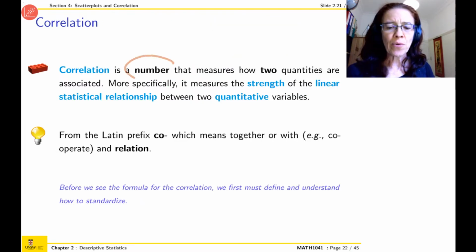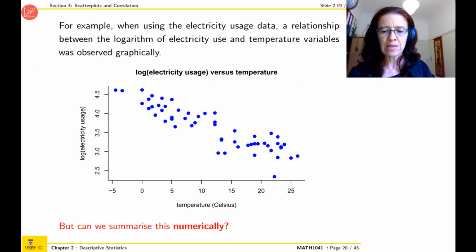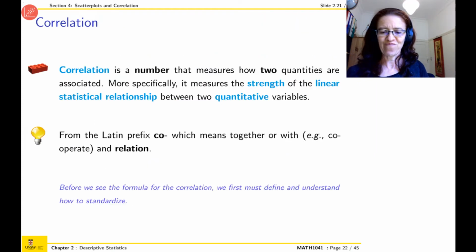First, it's going to be a number, and be aware of that because in everyday language, correlation is not necessarily a number. People use it to say there is a relationship. They say correlation, but they mean relationship, whereas correlation is the number that measures the strength of this linear relationship, which is different. So correlation is going to be a number that measures how two quantities are associated. It measures the strength of the linear relationship between our two quantitative variables. We want to look at this, say, okay, it's linear, it's a pretty strong relationship, so we want a number which tells us that. So you know what the goal is.